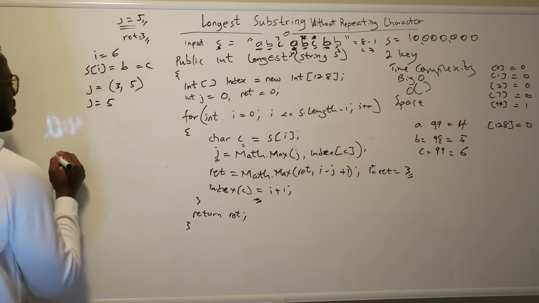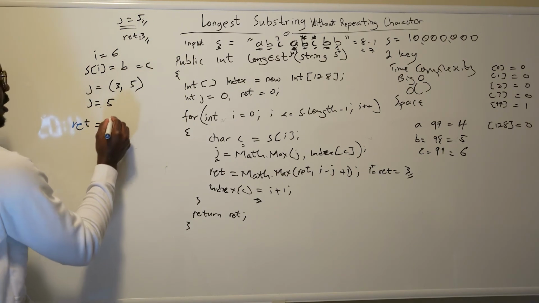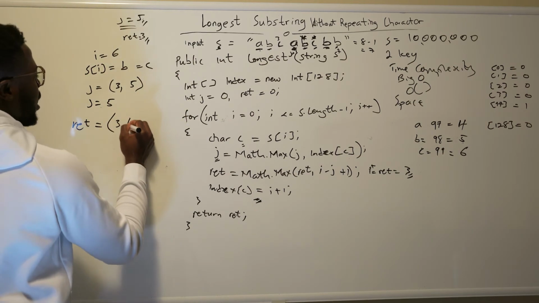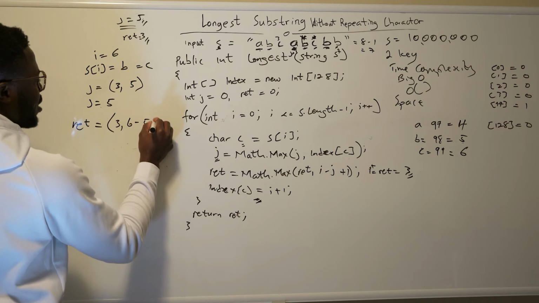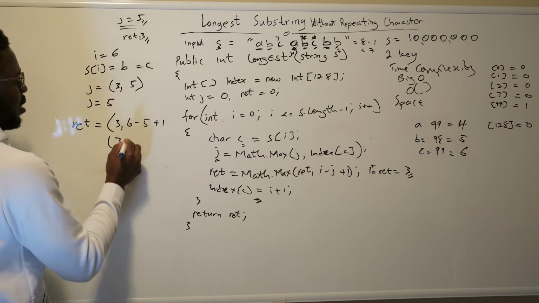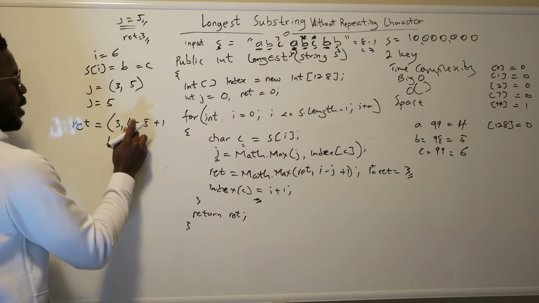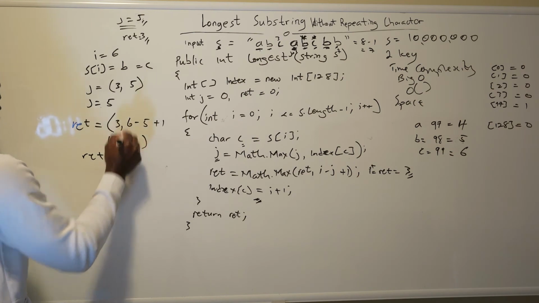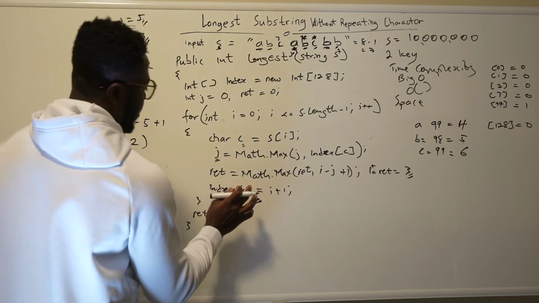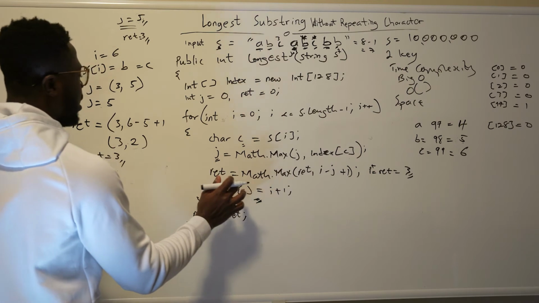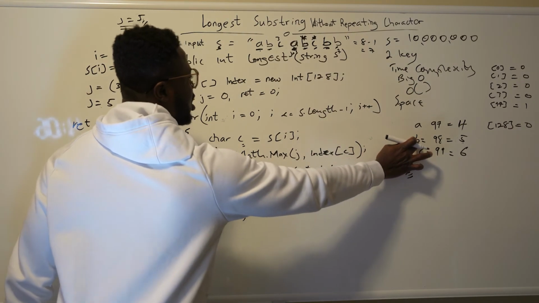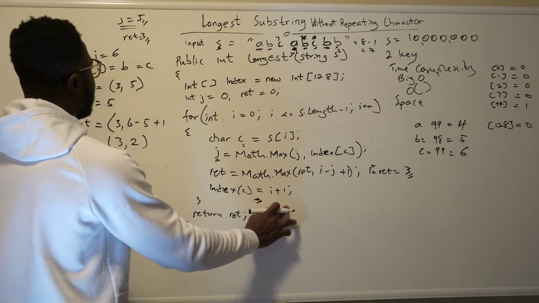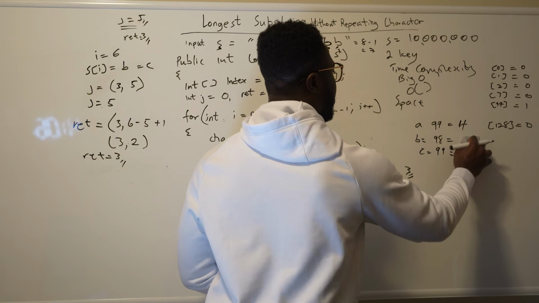Keep track of it. Come here. Red is 3. I, which is 6, minus 5 plus 1. And we have 3, 2, 1, 2. Red still keeps being 3. We don't change it, but we have to set the value as C, which is indexed at B. So we have to change B. I is 6 plus 1, which is 7. So we come here, we change it.